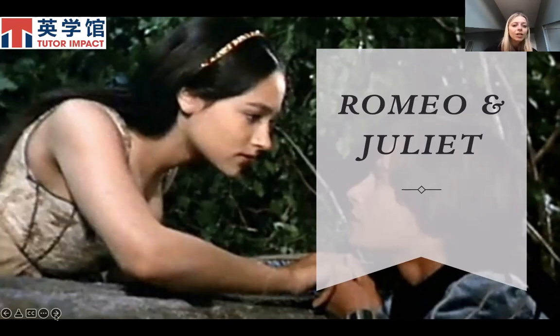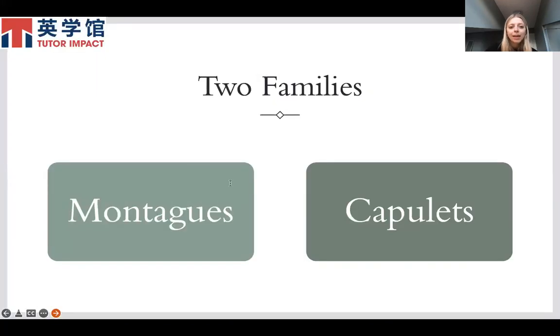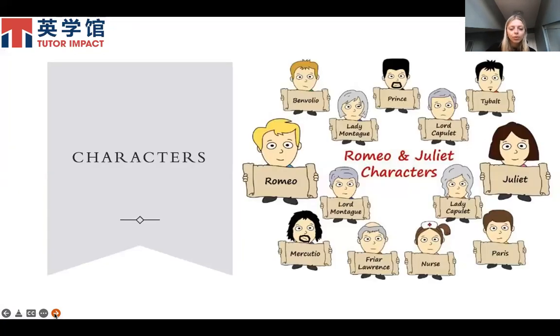So the story actually follows two families, and these two families are called the Montague family and the Capulets. So the Montagues and the Capulets. And ultimately, it is the feuding between these two families that leads to the tragedy at the end of the story. So if you just remember these two names for now, we have the Montague family and the Capulet family. And this is going to be helpful as we look at the characters in the plot.